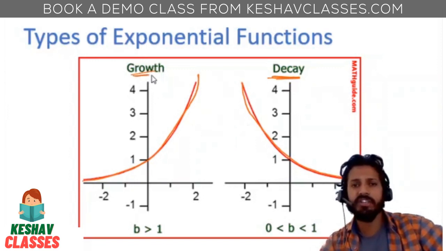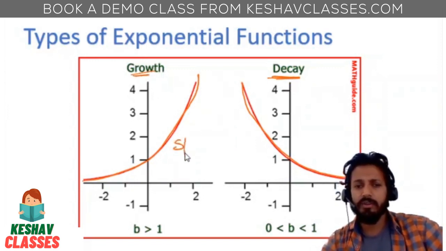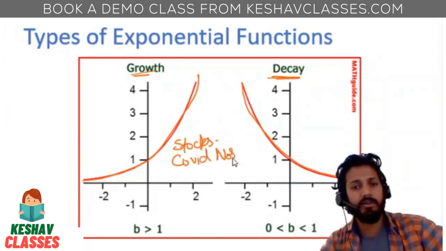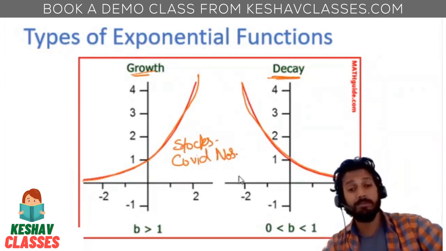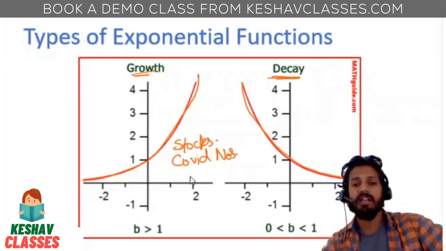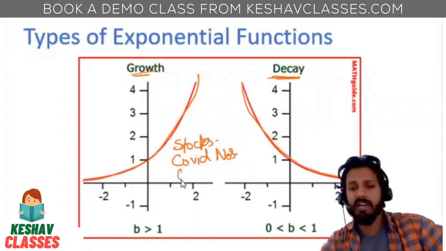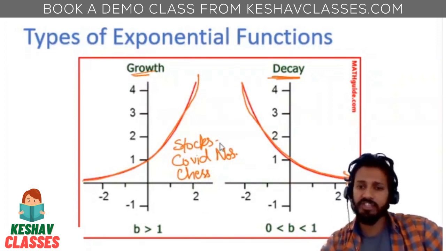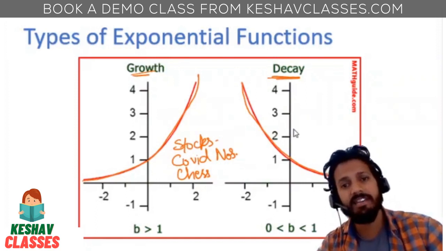Examples of exponential growth functions are some stocks and the COVID numbers. Everybody was talking on the news that the numbers are increasing exponentially. There are various other things, for example, the chessboard example we saw. So these are exponential growth functions. Then we also have some exponential decay functions.